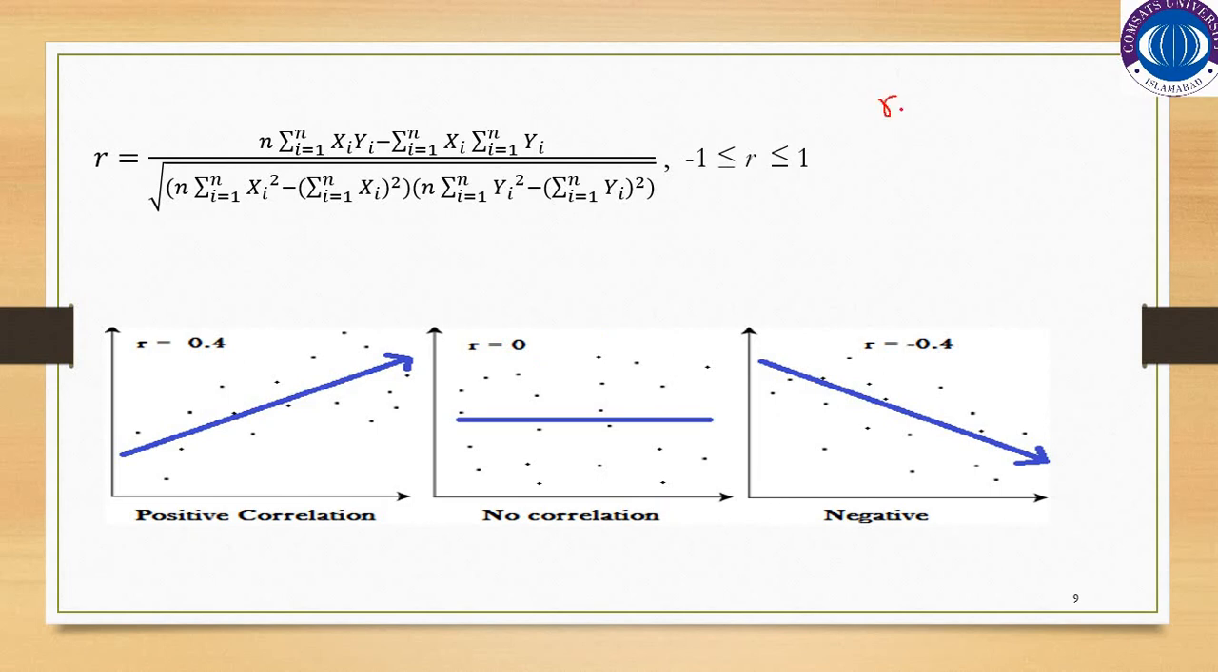If r is equal to minus 1, it will be strongly negative correlation. If r is equal to plus 1, it will be strongly positive correlation.